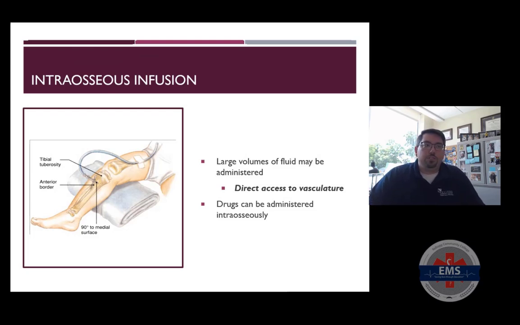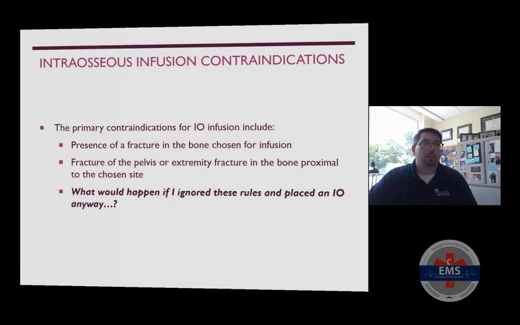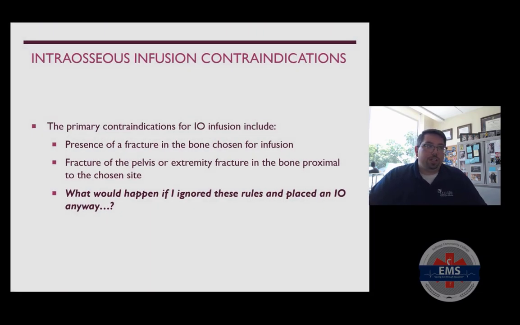We know with the interosseous infusion, large volumes of fluid may be administered, and again, it's going to be a direct access into the vasculature. Drugs can also be administered through interosseous infusion as well. Now, when we're performing these interosseous infusions, we have to recognize when it's appropriate to place an IO. The primary indications for an IO include existence of shock or cardiac arrest, an unresponsive patient, or unsuccessful attempts at a peripheral IV insertion.